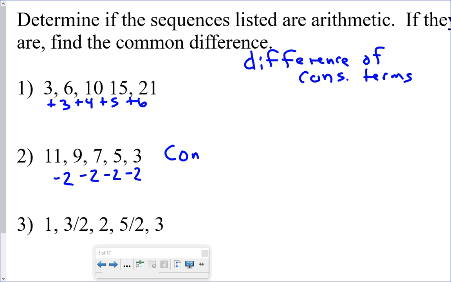So that's what the common difference is. This common difference is equal to, just take consecutive terms. 9 minus 11 is -2. Or we could have done 3 minus 5 is -2. So the common difference is taking the term minus the one before it.